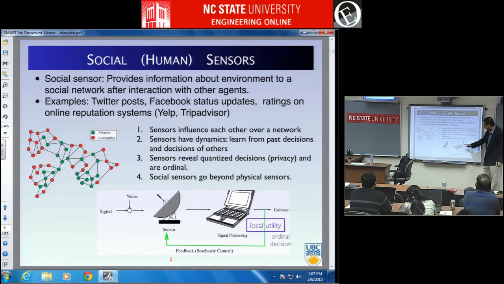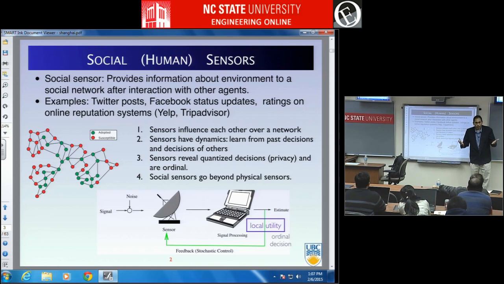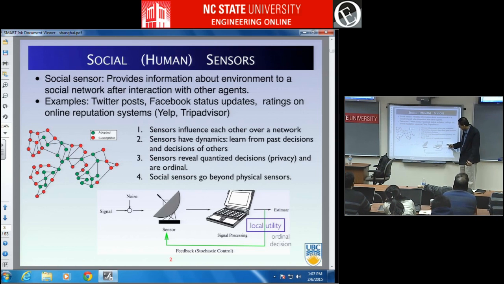The difference now is we have a sensor which reconfigures its behavior in real time. So the sensor comes up with an estimate. The estimate is used to make a decision, because a human reveals only decisions, as we said. Going from an estimate to a decision is something like a quantization, which actually involves optimizing a local utility typically. And this is usually an ordinal decision, as we said, and it is this decision which feeds back, for example, to other sensors. So it's actually quite an interesting setup, even from a stochastic control point of view.